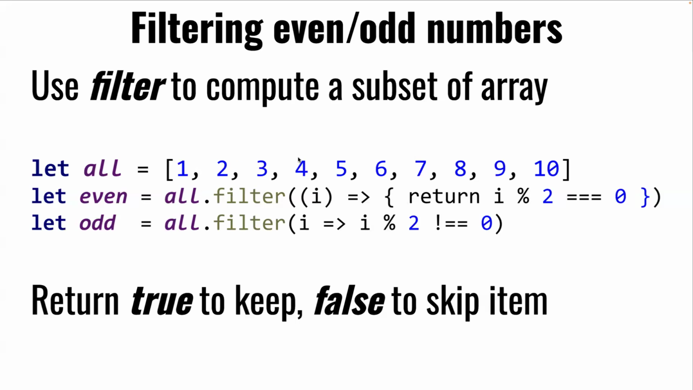As I go, basically I am filtering out all the odd numbers, right? I'm only keeping the even numbers. So that's why even is a brand new array. Nothing happens to the original array, right? Even is a brand new array that is a subset of the original array, right? That only includes the even numbers, 2, 4, 6, 8, and 10.